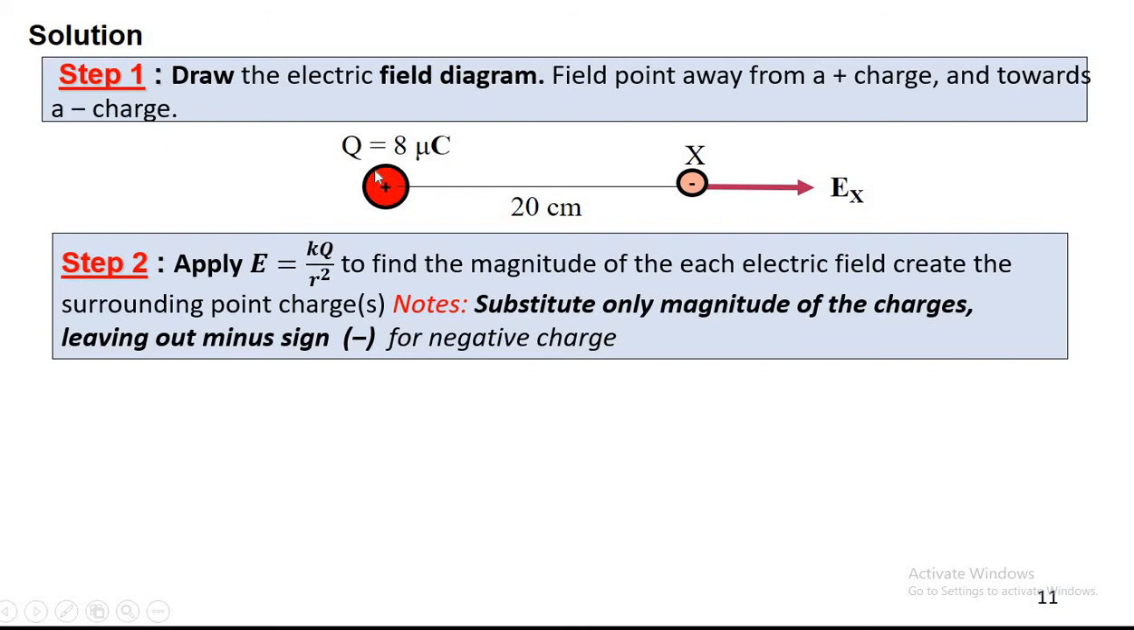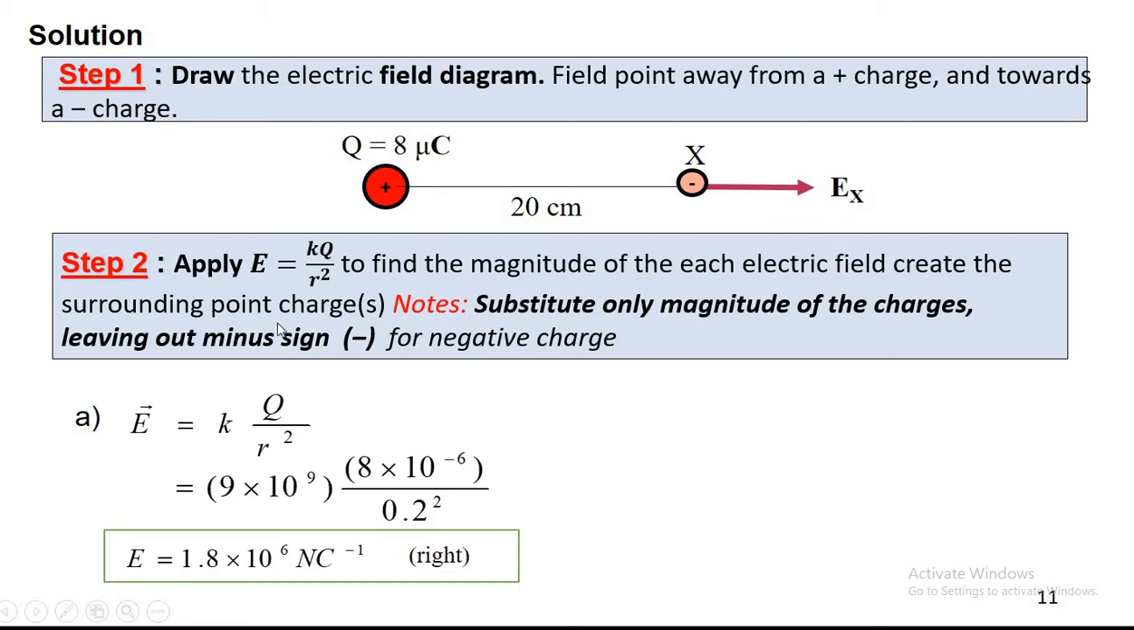Step 1. Draw the electric field diagram acting on point X due to Q point charge. As you know, electric field for a point is moving away from a positive charge. So the direction at point X is to the right, you label as EX. Second step, by applying the equation E equal to KQ divided by R squared, calculate the magnitude of the electric field created by the surrounding point charge.